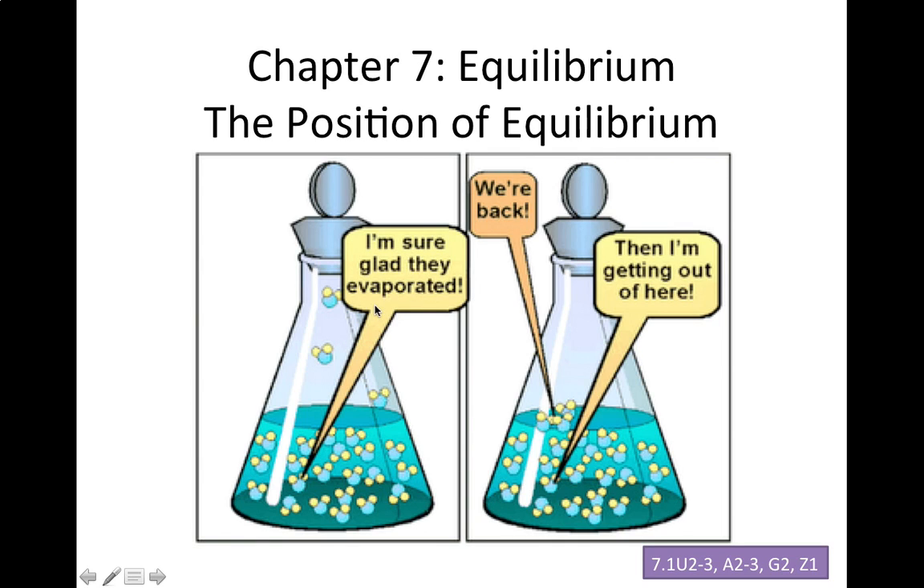Some of them are in the gas phase, some of them are in the water or liquid phase. And so those couple that are in the gas phase end up coming back in, and to be back at equilibrium, the other couple have to come back out. So it says, "Then I'm getting out of here."